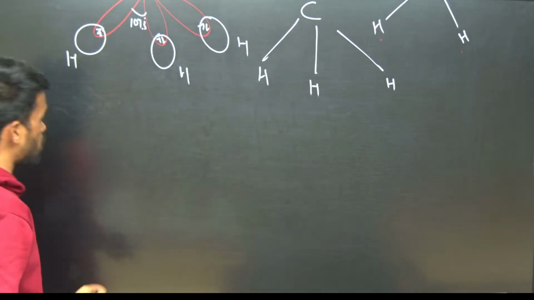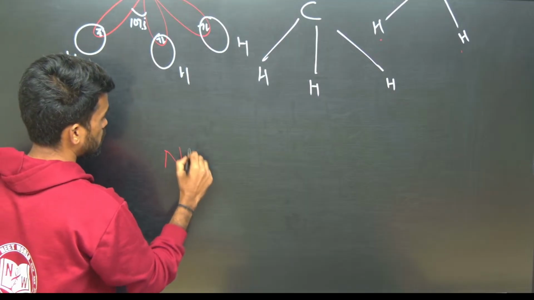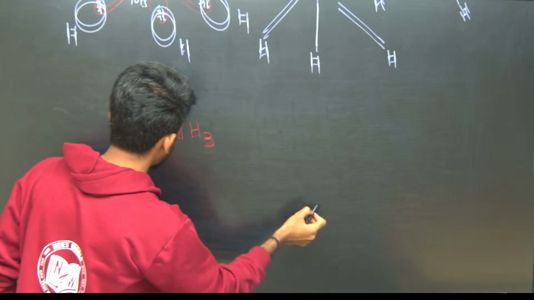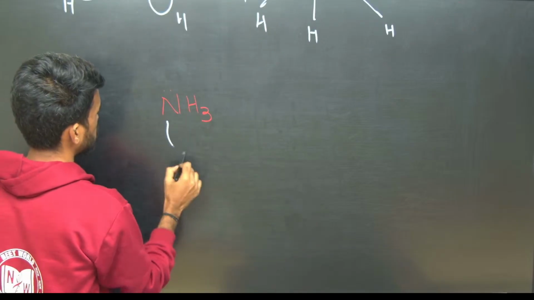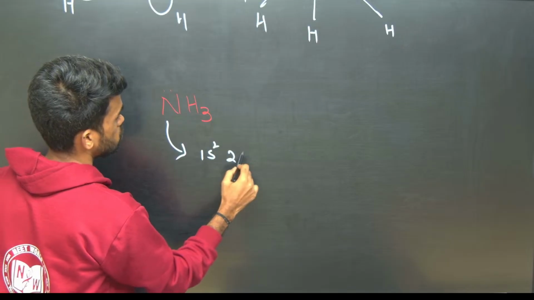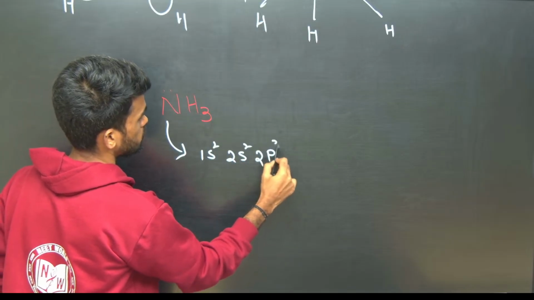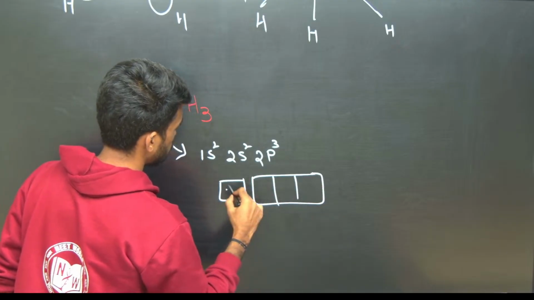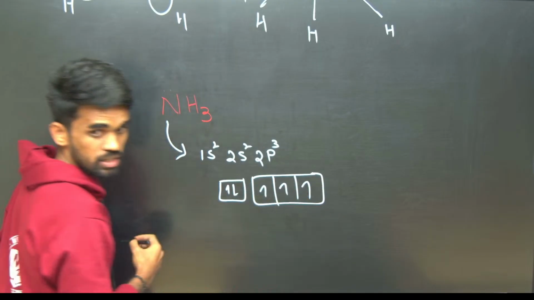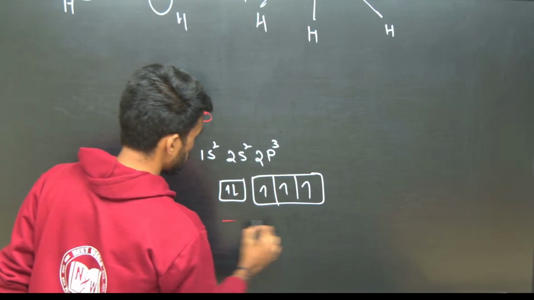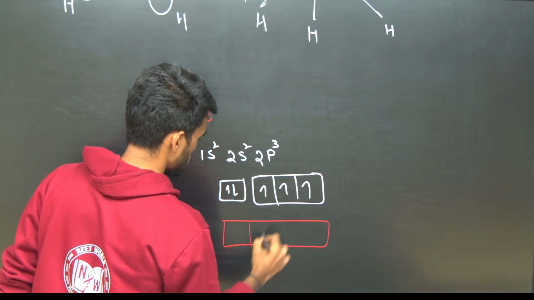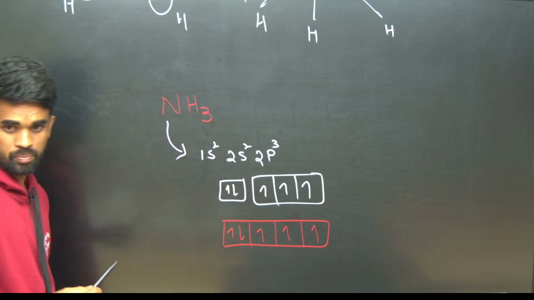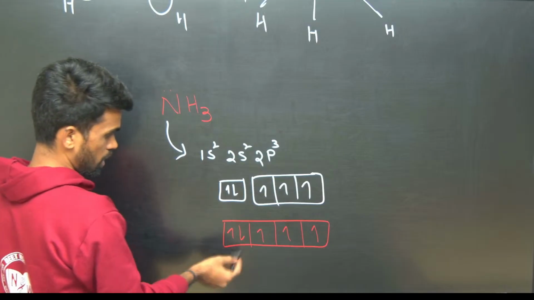What do we mean by non-bonding electrons or lone pair electrons? Look here, I am taking ammonia. In this case nitrogen has how many electrons? 1s2, 2s2, 2p3. So five valence electrons are there: 1, 2, 3, 4, 5. Now these will combine to give us four hybrid orbitals, same as sp3, with one orbital already filled.